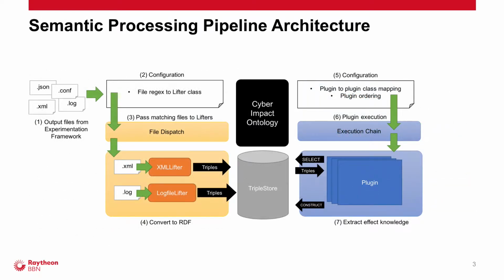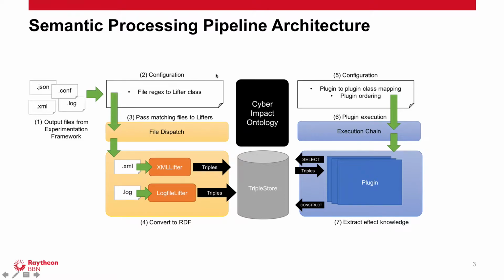So how does this actually work? I will go over the flow from 1 to 7, and I'll pause to explain concepts that are new, or which we've defined for the semantic processing pipeline. These output files from the experimentation framework show up, and we input those into the semantic processing pipeline. We examine next, in step 2, the configuration.